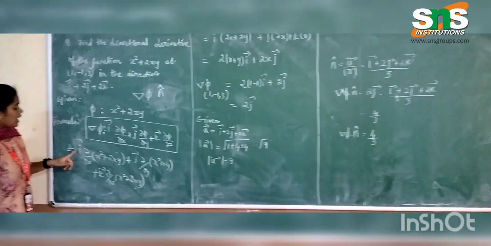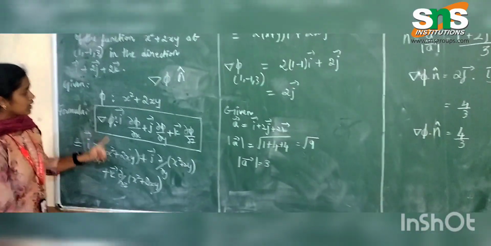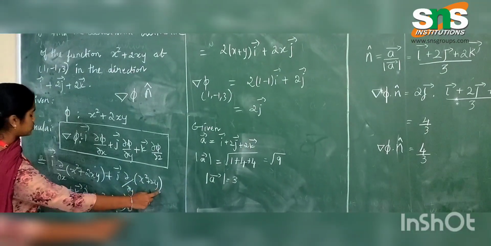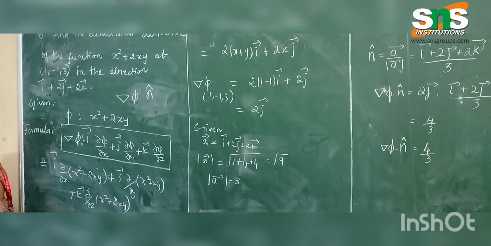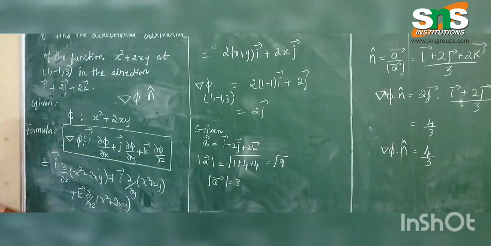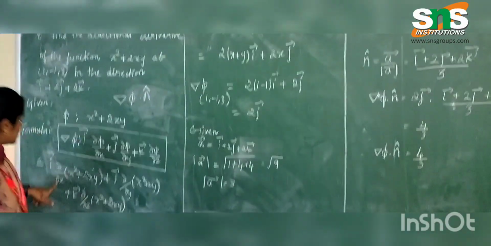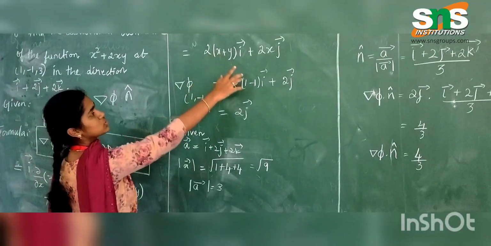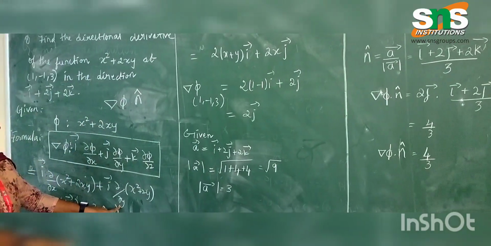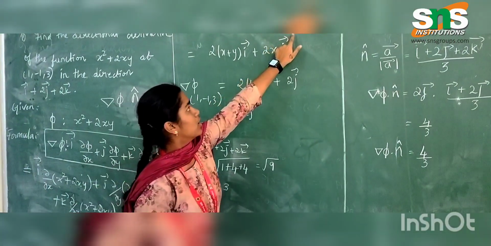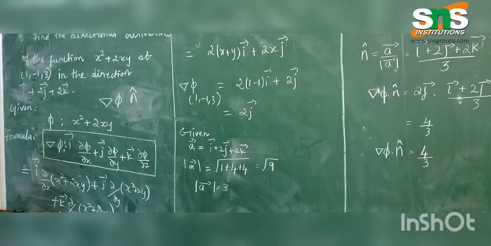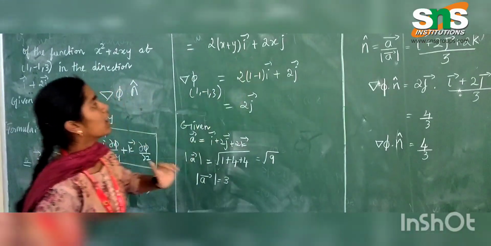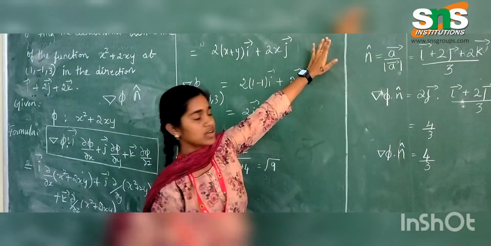Now if we substitute it, i vector dou by dou x of x square plus 2xy, plus j vector dou by dou y of x square plus 2xy, and the k vector dou by dou z of x square plus 2xy. When we differentiate it with respect to x, we get 2x plus 2y, and next we differentiate with respect to y, so we will get 2x, and then for the k vector we differentiate with respect to z. There is no z in the function, so we will get 0.